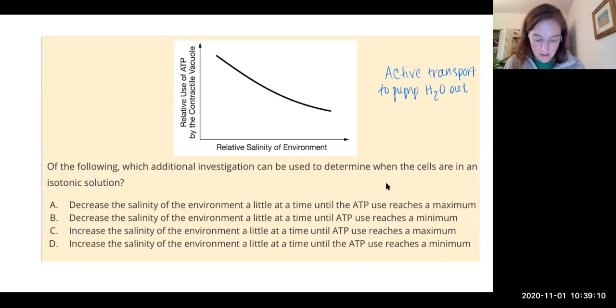So it's requiring ATP. And so as you increase the amount of salt, the amount of salinity in the environment, so going across the x-axis is increasing the amount of salt, then the amount of energy needed is decreasing. So less active transport is happening as the environment is becoming more salty, as the environment is becoming more hypertonic.